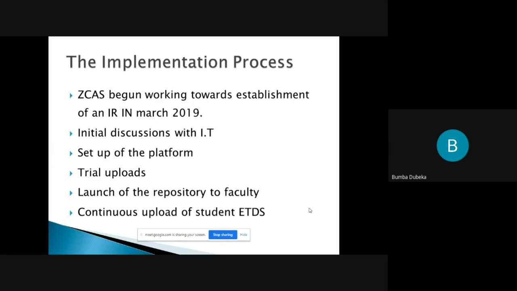After our discussions, we went on to set up the platform. And during setup, we did trial uploads here and there. After a number of uploads, that is uploads of student dissertations and theses, we launched the repository to the internal community of ZCAS, that is the faculty and other members of staff. After the launch, we made it live. I must apologize that right now it's going through maintenance, but I'm going to share a screen showing how our repository looks when you just log in. Since then, we have been continuously trying to upload our student theses as well as our faculty's journal research articles and the like.